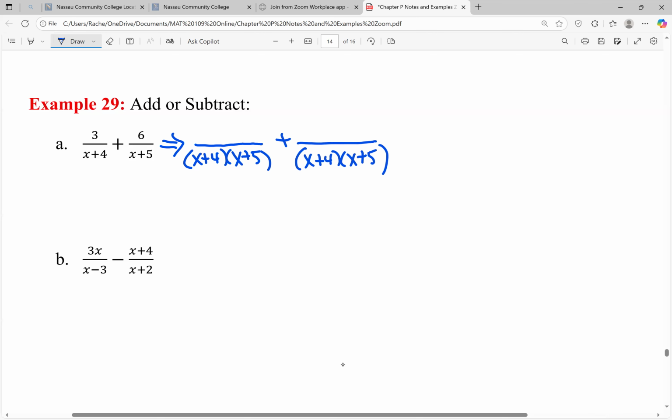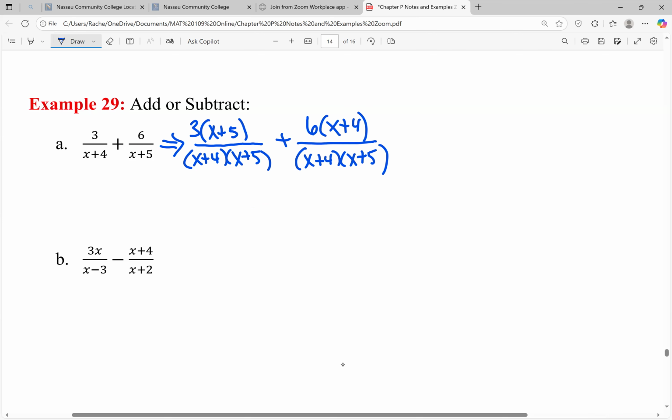But now we have to rewrite the numerators, right? So we keep that equivalent fraction. So we went from an x plus 4 to an x plus 4 times x plus 5. So we multiplied x plus 4 times x plus 5, right, to get this new LCD. So I'm going to do the same thing to the numerator. So we have to take 3 and multiply it by x plus 5. Now, in my second expression, x plus 5 was multiplied by x plus 4 in order to get the LCD. So I'm going to do the same thing to the numerator. So I have to take 6 and multiply it by x plus 4.